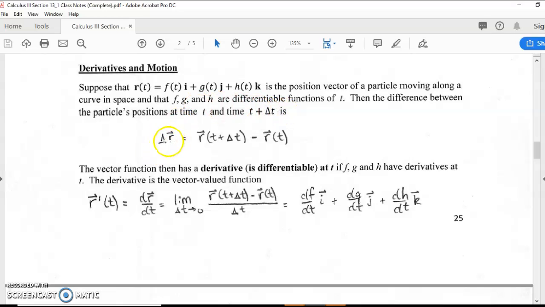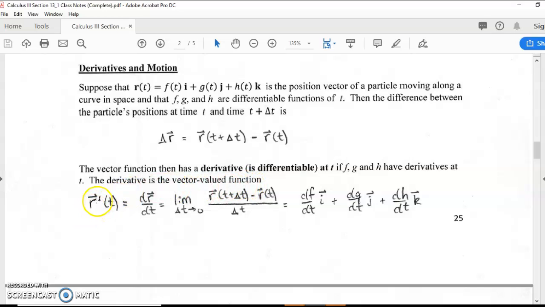Then the difference between the particle's position at time t and some little bit of time later, where delta t is small, some time t plus delta t, is the following. We call that delta r. So that's r of t plus delta t minus r of t. Looking familiar, right? The vector function then has a derivative, in other words, is differentiable at t, if f, g, and h have derivatives at t. The derivative is the following vector valued function.